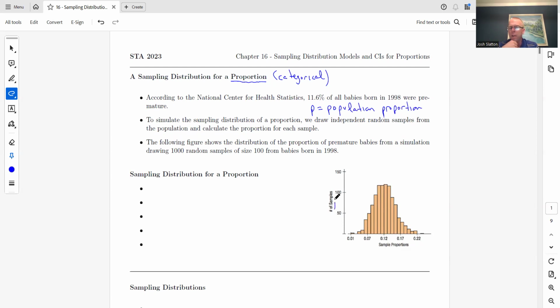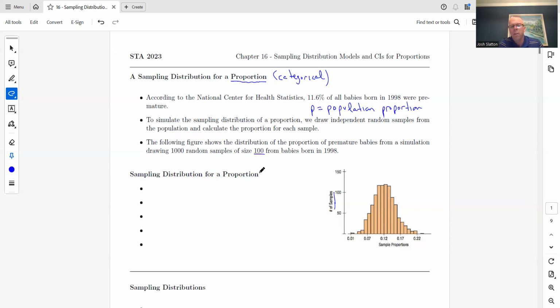But here we see this is looking at the number of samples. So it's not 100 people, it is 100 of these samples that had a proportion of 11.5 or whatever that is, 12 here. So that's something to keep in mind. We're not looking at individuals, we're looking at samples, and all the samples have the same size. In this case, they're all size 100.